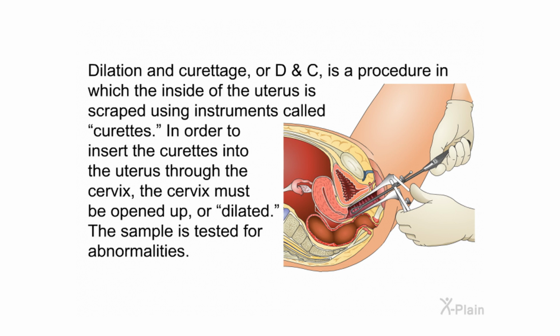Dilation and curettage, or D&C, is a procedure in which the inside of the uterus is scraped using instruments called curettes. In order to insert the curettes into the uterus, the cervix must be opened up or dilated. The sample is tested for abnormalities.